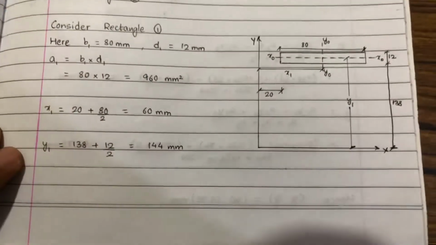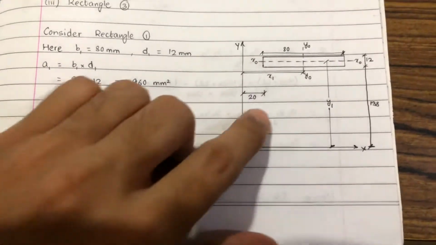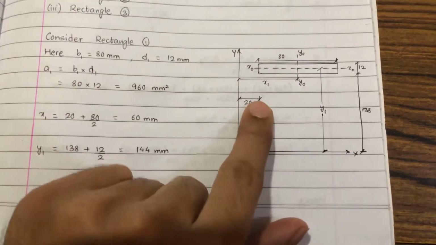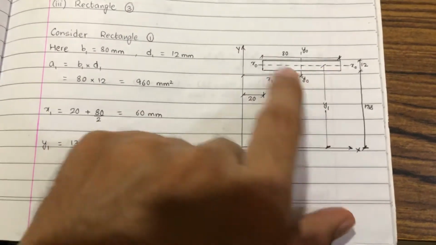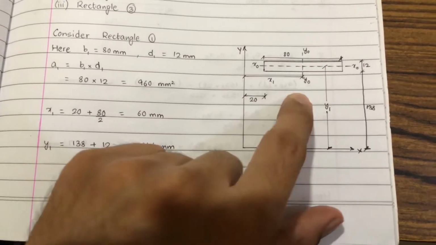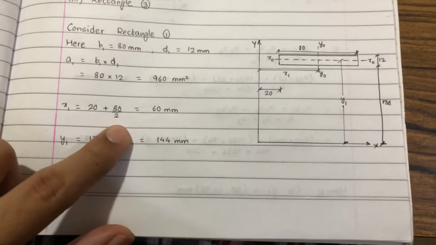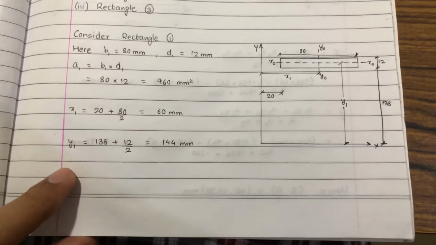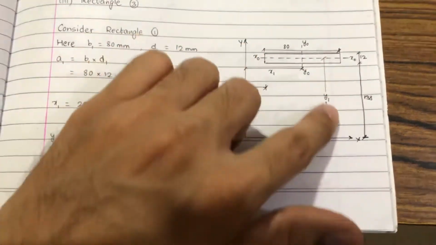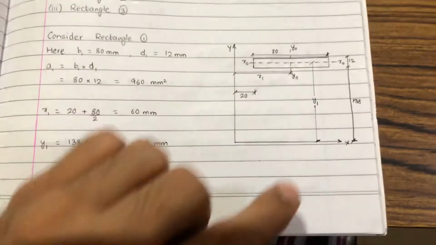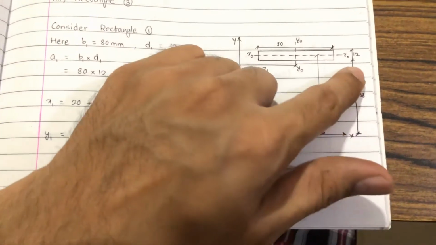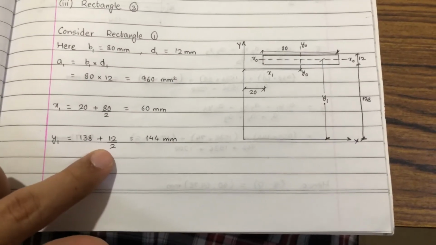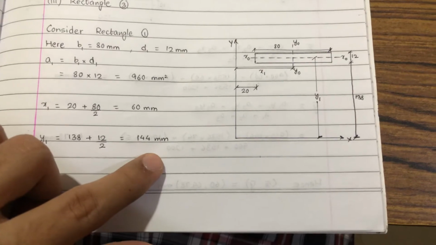So we will get the value of x1. x1 will be 20 plus 80 by 2. From here it will be 80 by 2. So we got 20 plus 80 by 2, that comes out to 60 mm. And y1 is this distance with respect to the x-axis. y1 will be equal to 138 plus 12 by 2. That will come out to 144 mm.